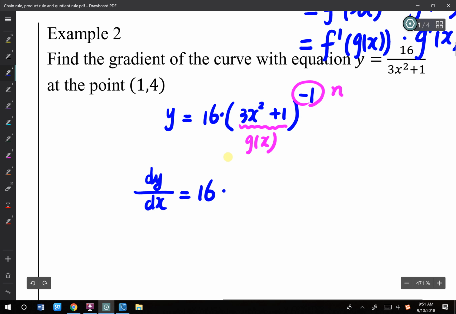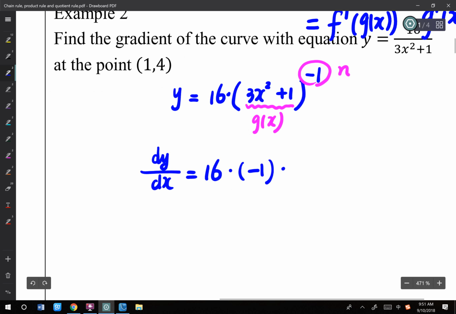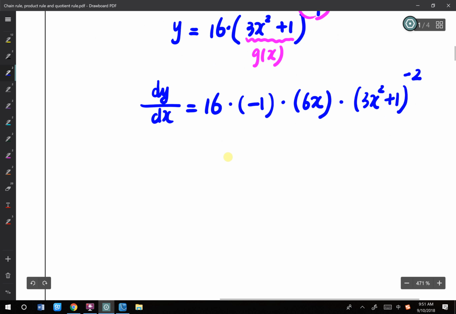n is -1. And what do you need to times? 6x, the derivative of g(x). And what else do you need to times? 3x squared plus 1 to the power of -2. Reduce the power by 1. So if I rearrange that, -96x over 3x squared plus 1 to the power of 2.